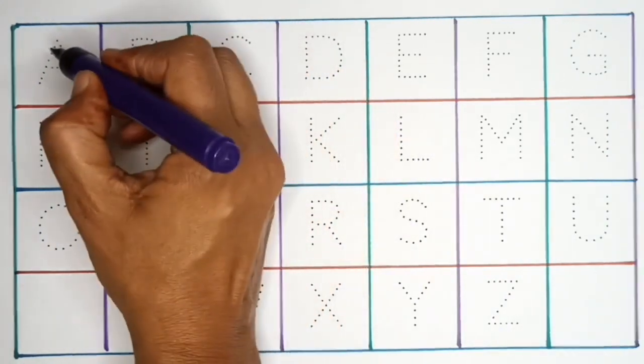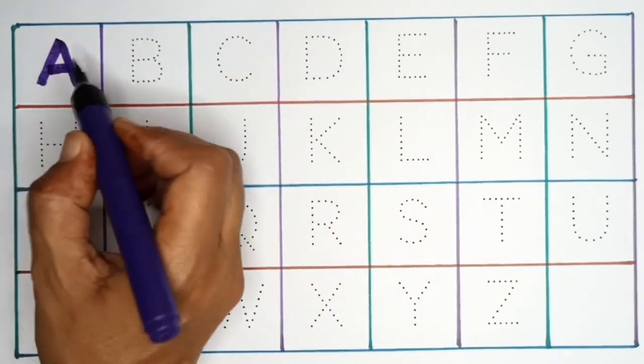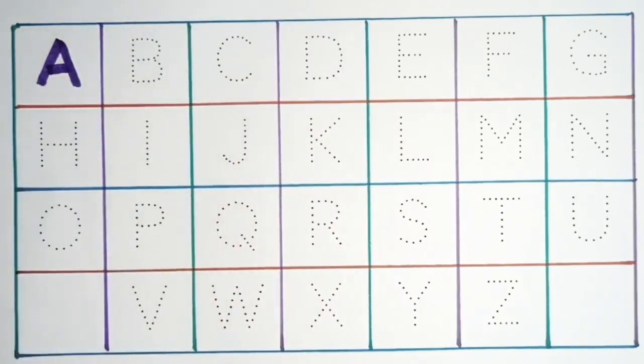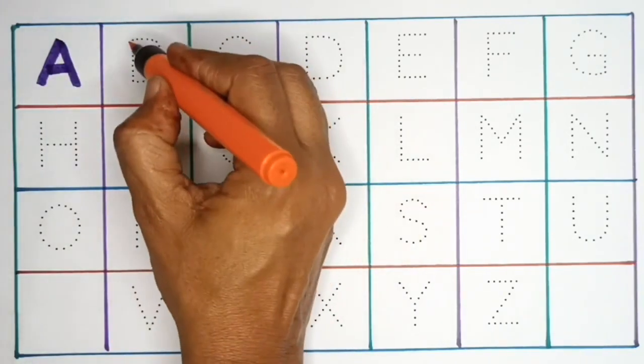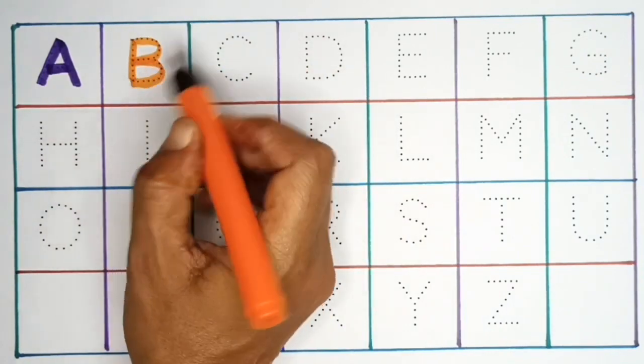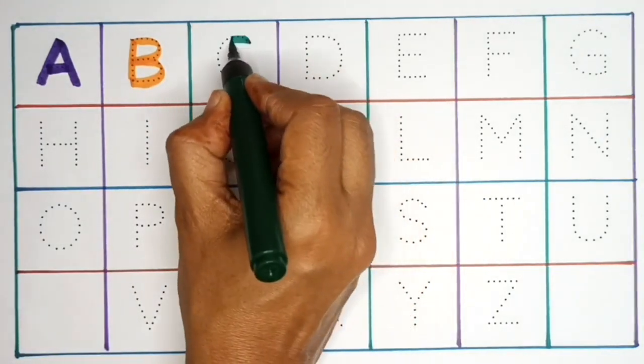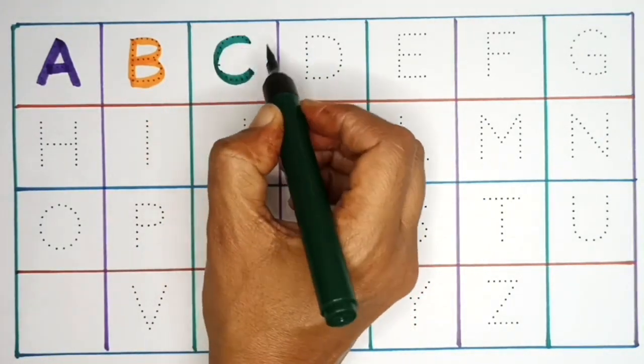Violet color. A, A for apple. Orange color. B, B for ball. Green color. C, C for cat.